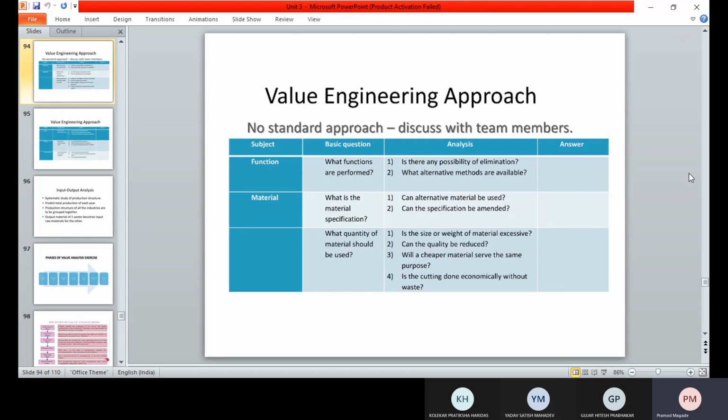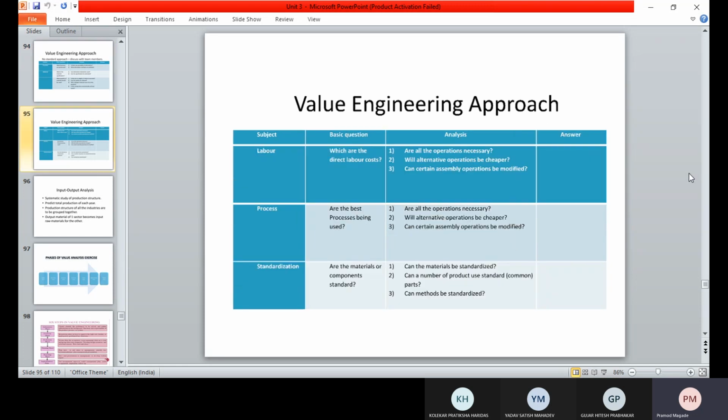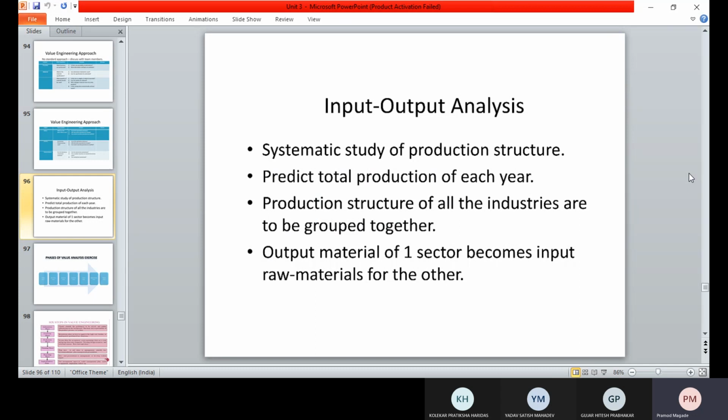Now this will be the approach they have mentioned, the function and material point of view. So WH questions we will have to ask, and then we get the answer and work accordingly as per the answer. So these are the engineering approach actually.